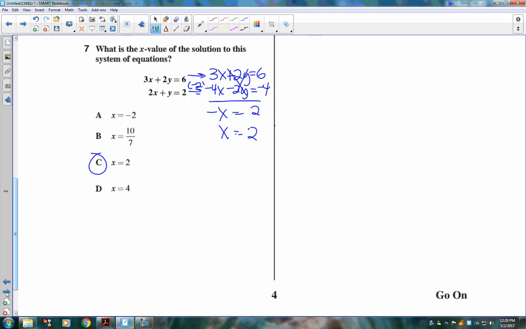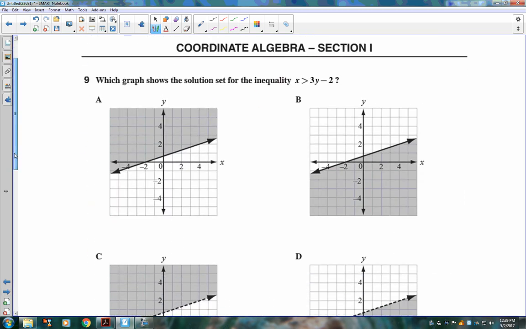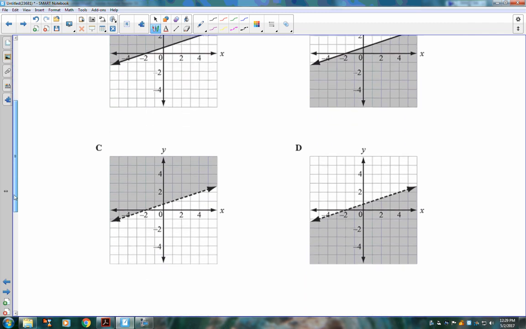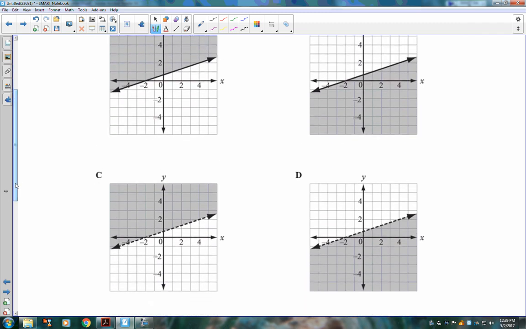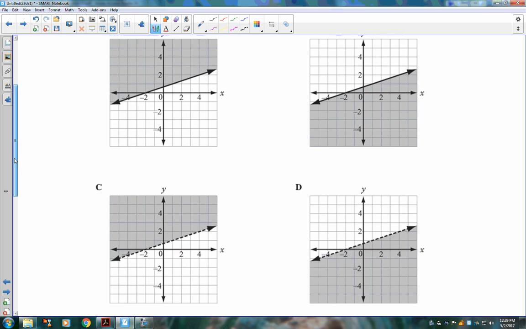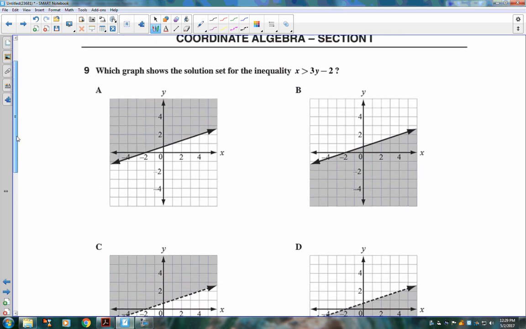Okay, number 9. We want to look at the graph of the inequality. Now, one thing I want you to notice, look at all the lines. Every one of those lines is graphed the same except for the shading and the dotted and solid lines. All right, so that'll help us to not worry if the line is graphed correctly.